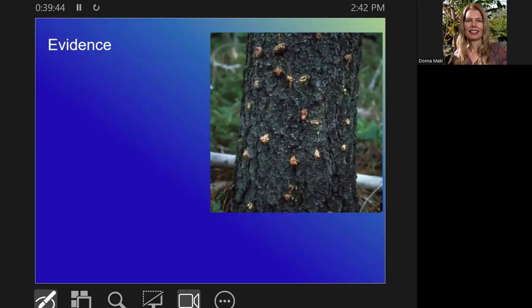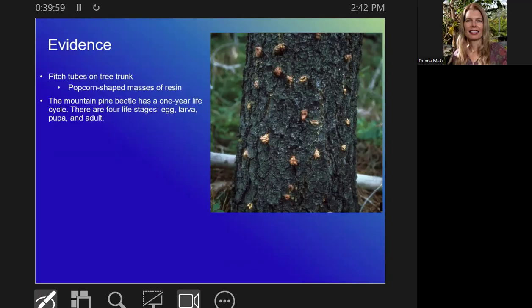And if you are ever out west and you see anything like this, it is good evidence. Those little pitch tubes, they call them, that are kind of oozing out on the tree trunk and look like popcorn kernels. That's what you look for. And the beetle has one year to do its life cycle on this. It has an egg stage, larva, pupa, and adult.